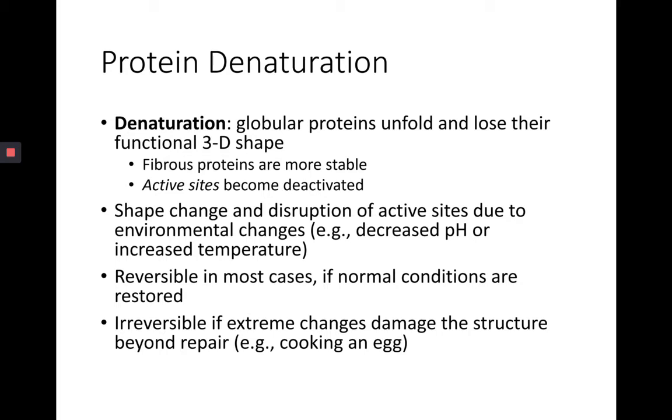A common example is the cooking of an egg. If you've ever cooked an egg, you know that you can't uncook the egg. You also know the egg starts out as a little bit more liquid than it does when you are done cooking it, and it's much more solid. That's a denaturation process where you have changed the proteins in an egg by applying heat, and by doing so, you have changed their structure, and they no longer have the same function they did when they were in the liquid state now that they're in the solid state, and that is not reversible.